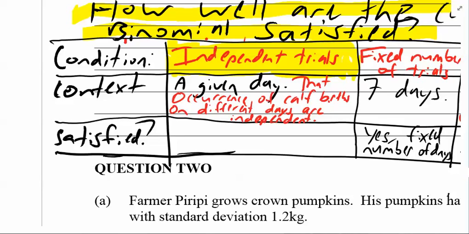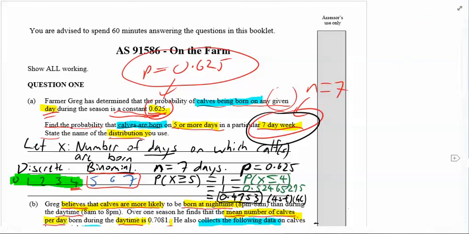It's actually debatable, isn't it? What do you reckon? So let's go back and look at the question. Notice the first sentence: Farmer Greg's determined the probability of blah blah on any given day during the season. So we're told that it's within a particular season. So what do you make of that?